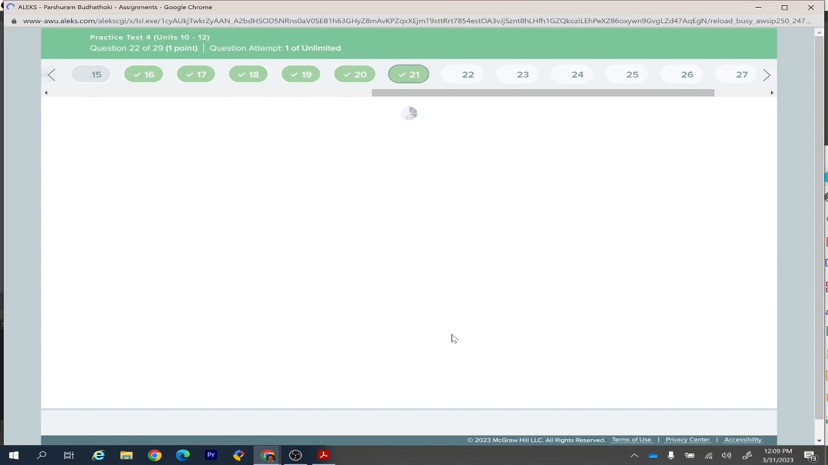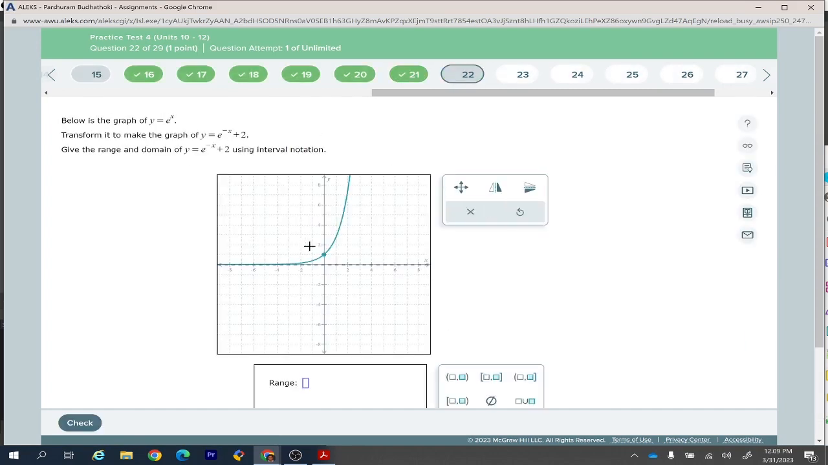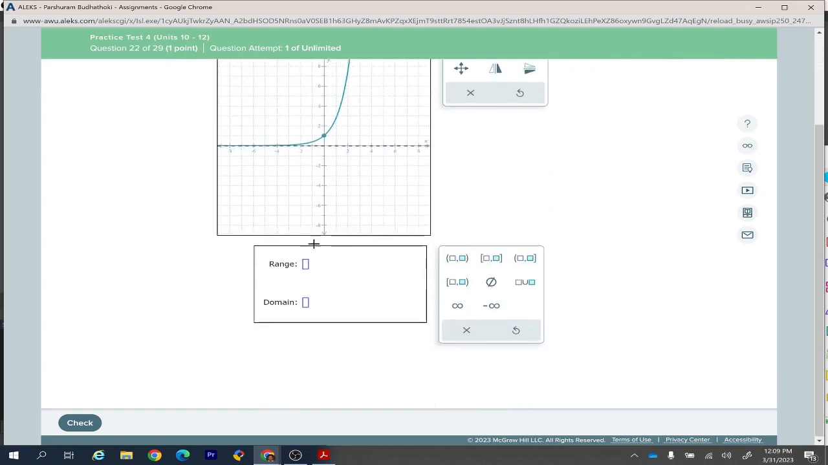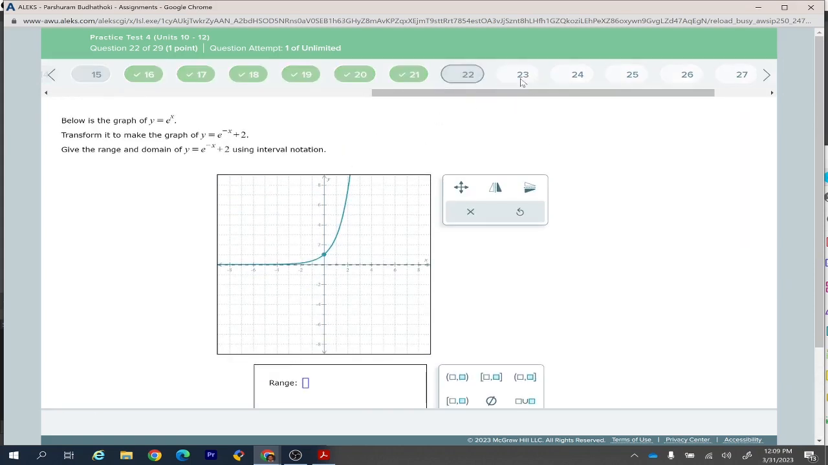Okay, I'm not going to repeat the very same thing. This is an exponential function, and use some translation, and then you are going to find the answer for this.